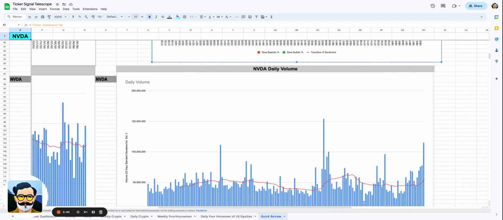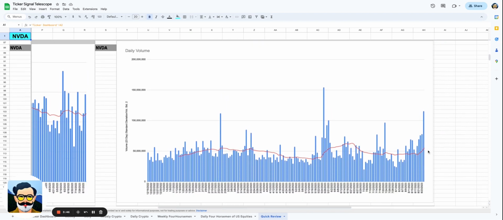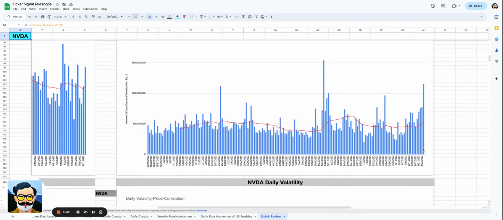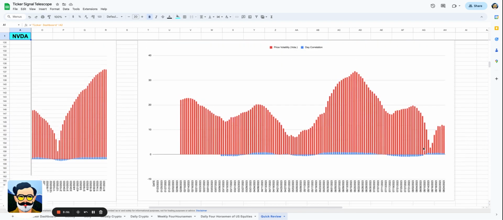It's nice to see that the volume is really increasing as the price is moving. You see that inflection in the 15-day moving average of volume. It is inflecting up, highest, one of the highest volume days that we've seen in a long time in NVIDIA.